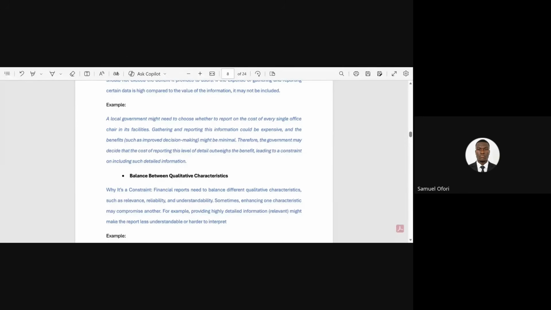Please, let's all come together and mention the three constraints of the qualitative characteristics of the general purpose financial statement. Anyone can unmute and say something. Materiality. Cost benefit. Materiality, and what else? Balance between qualitative characteristics. Okay, so the three should be in your mind very, very well, please.